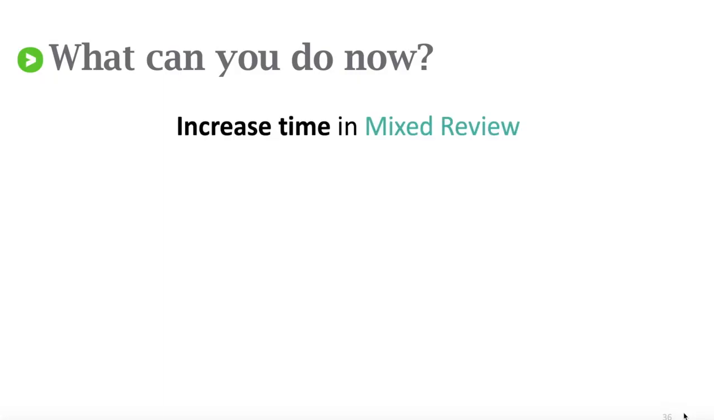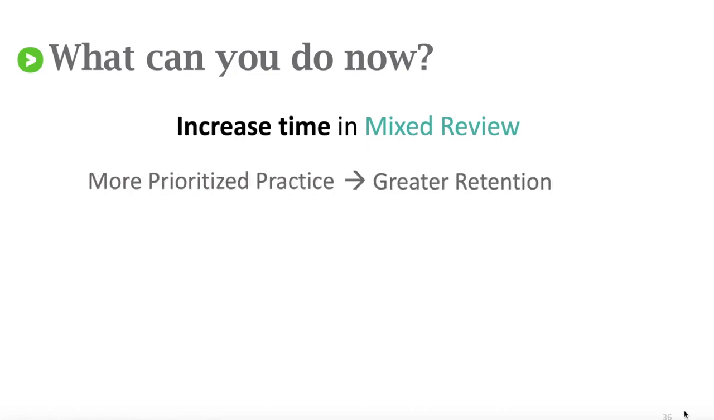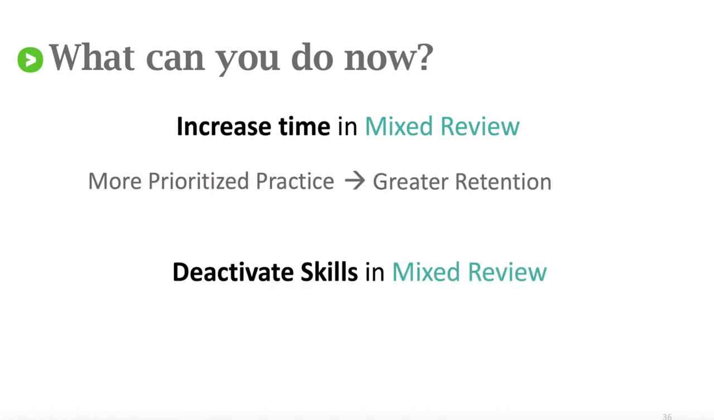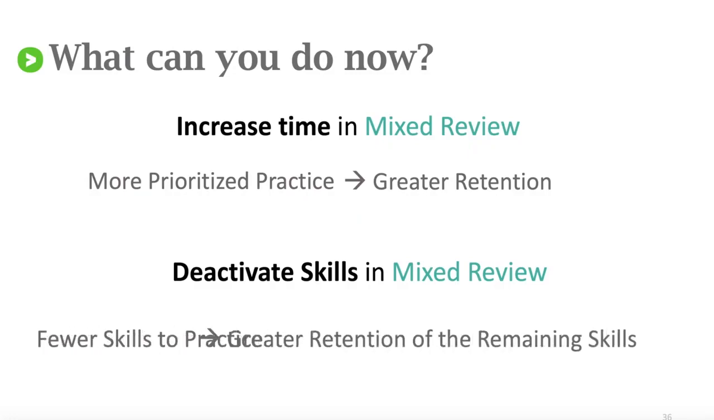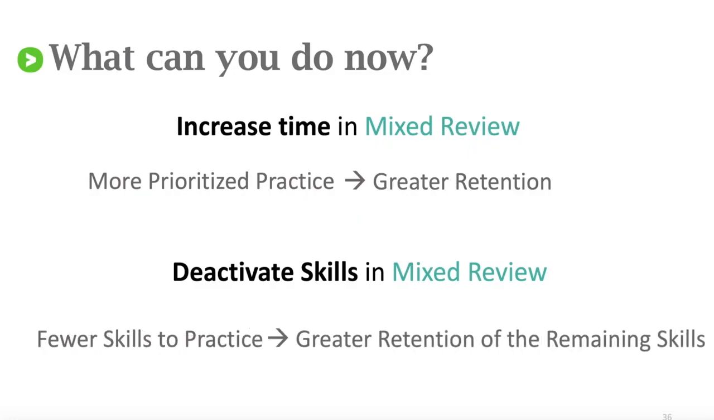So let me summarize some actions that can be taken if metrics aren't what we want them to be. What can you do now? Of course, I have already stated it, but our number one advice is spend more time in mixed review. More prioritized practice in mixed review is going to lead to greater retention. Maybe students are spending a lot of time in mixed review, but there are just too many skills. We advise teachers to deactivate skills. Fewer skills to practice will lead to greater retention of the remaining skills.